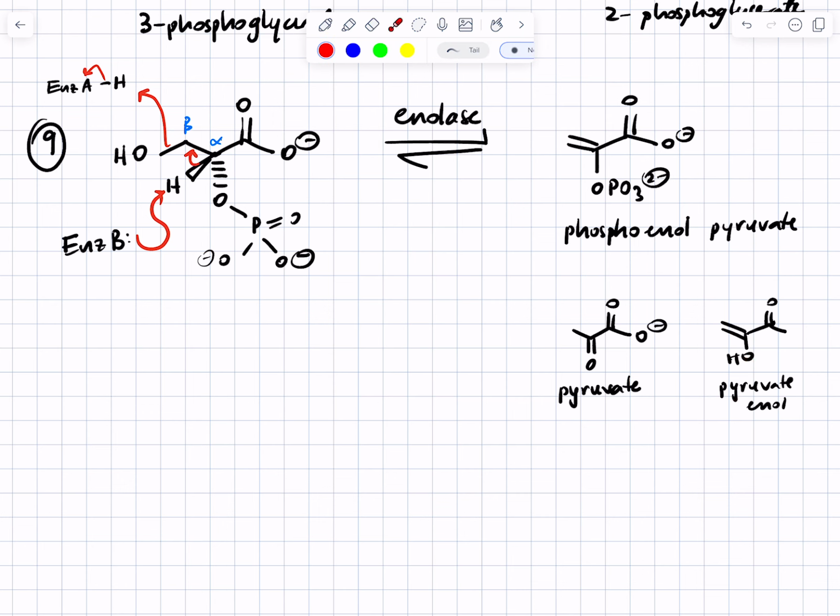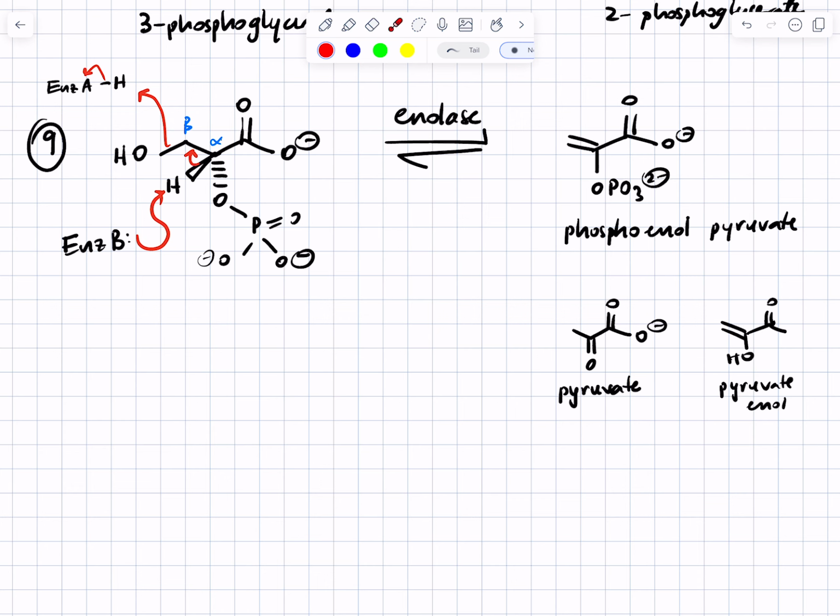You would expect pyruvate enol to be higher in energy than pyruvate for the same reason we've always said enols are higher in energy than ketones. That's because carbon-carbon pi bonds are not as stable as carbon-oxygen pi bonds, owing to oxygen's larger electronegativity. So phosphoenol pyruvate is the phosphoester of the pyruvate enol. And now we're set up to do a phosphorylation reaction to generate ATP.